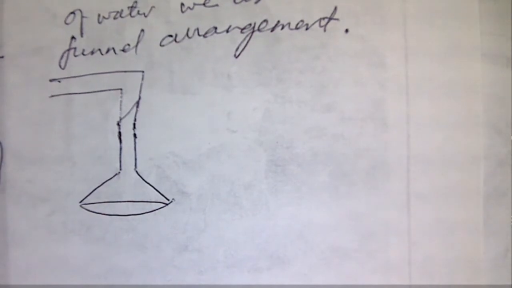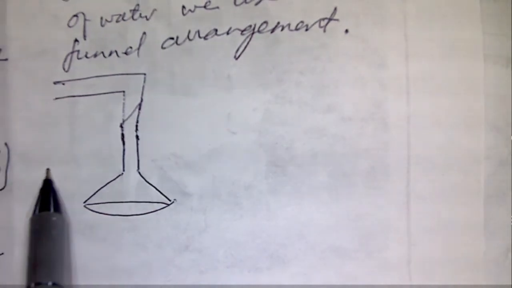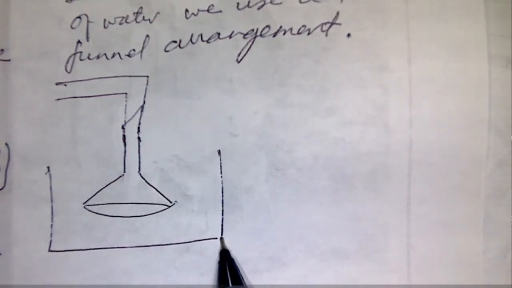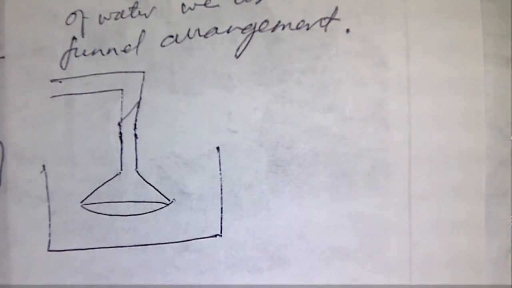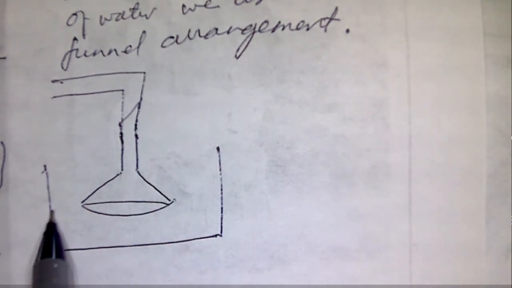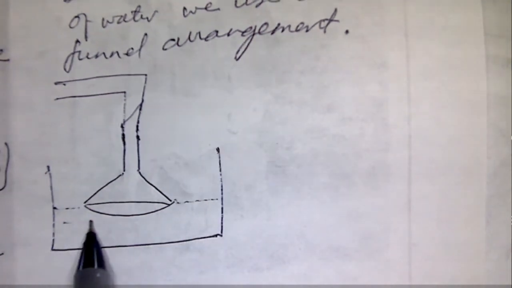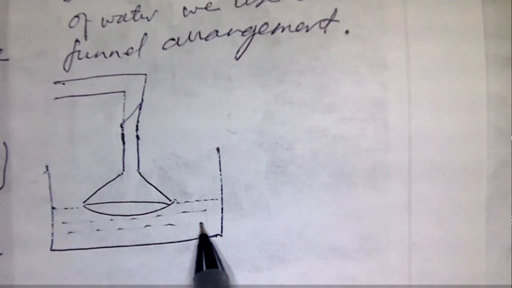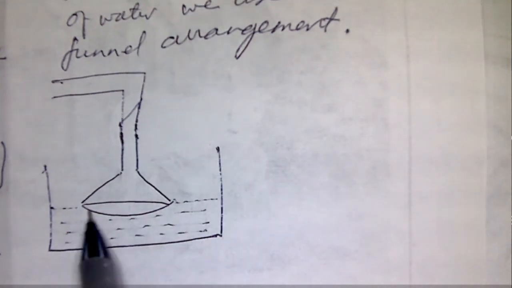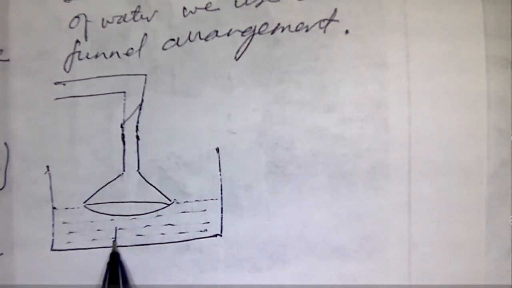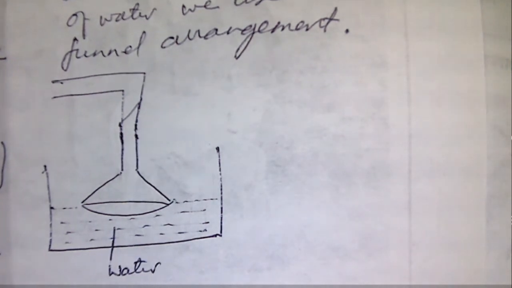Understood? Now this inverted funnel, we are placing it in a container, and in this container we'll fill water. Now when we fill water, remember, we'll always fill in such a way that it just touches the rim or the edges of the funnel. It's just touching the edges of the funnel. And this one, what is it? It is an inverted funnel.